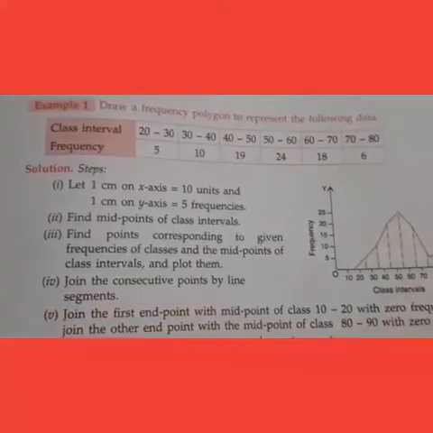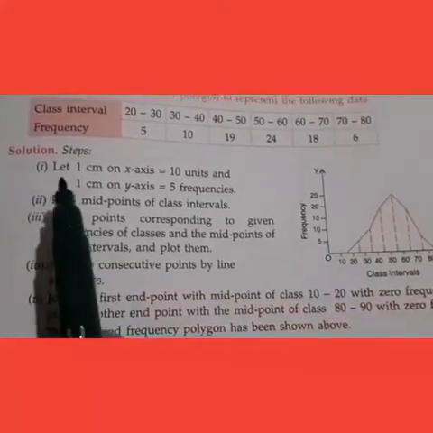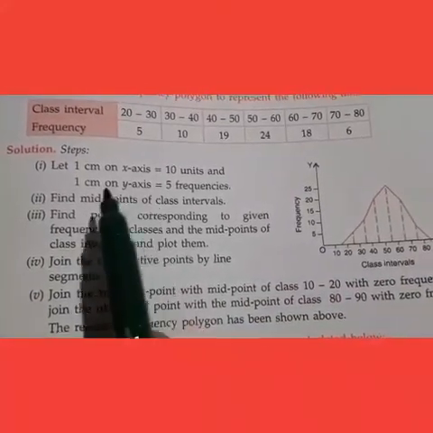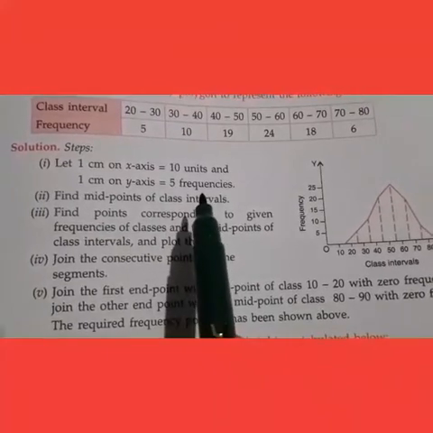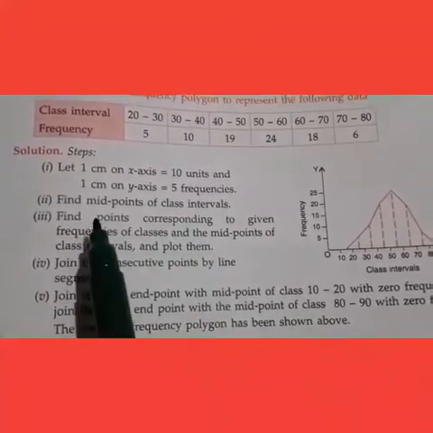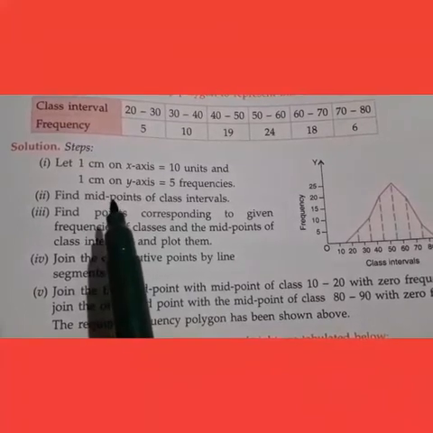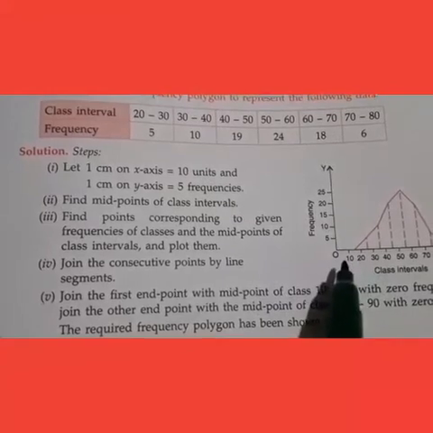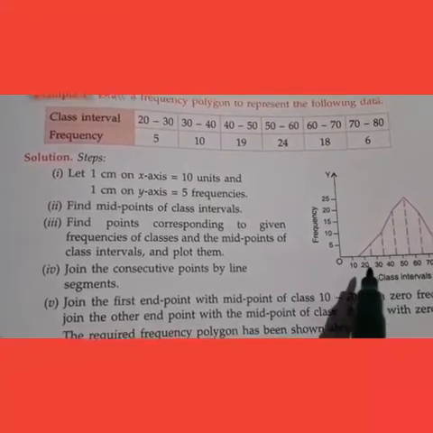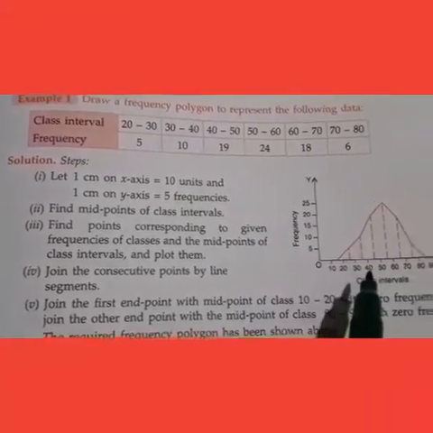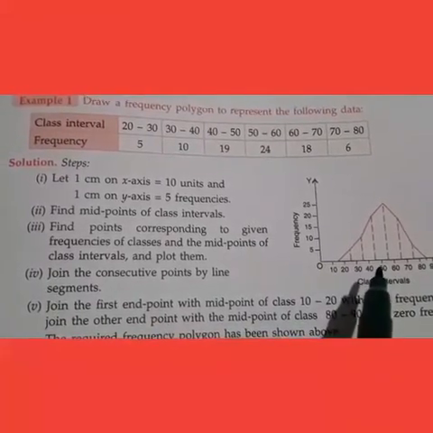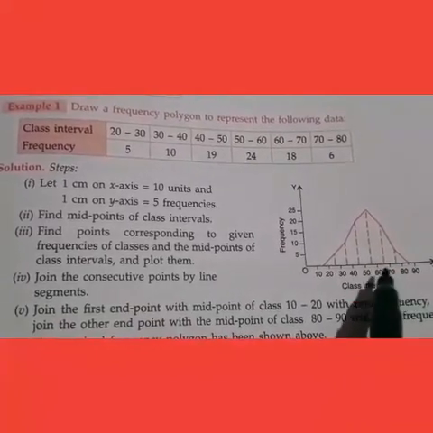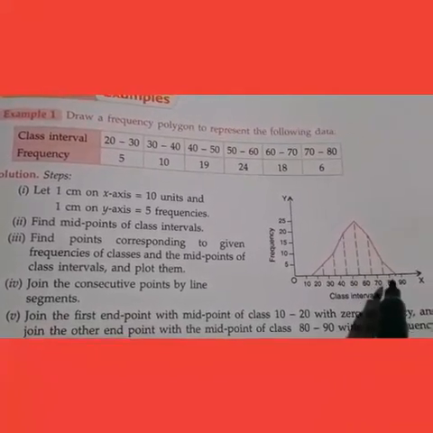What is the process of drawing? Let us see the steps. Let 1 centimeter on the x-axis be 10 units, and 1 centimeter on the y-axis be 5 frequency. In the case of drawing a frequency polygon, we have to find the midpoints of the class intervals. The midpoint of 10 to 20 is 15, similarly 20 to 30 is 25, 40 to 50 is 45, 50 to 60 is 55, 60 to 70 is 65, and 70 to 80 is 75.